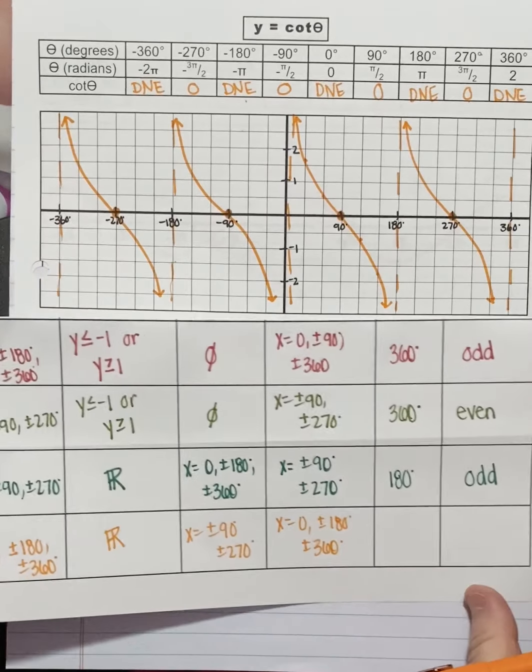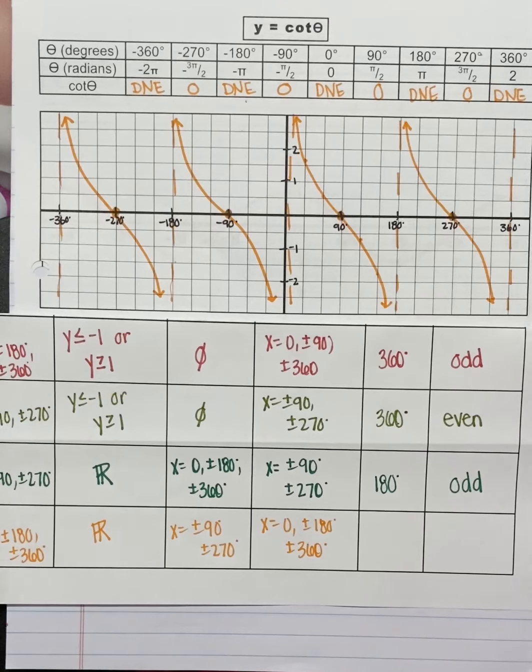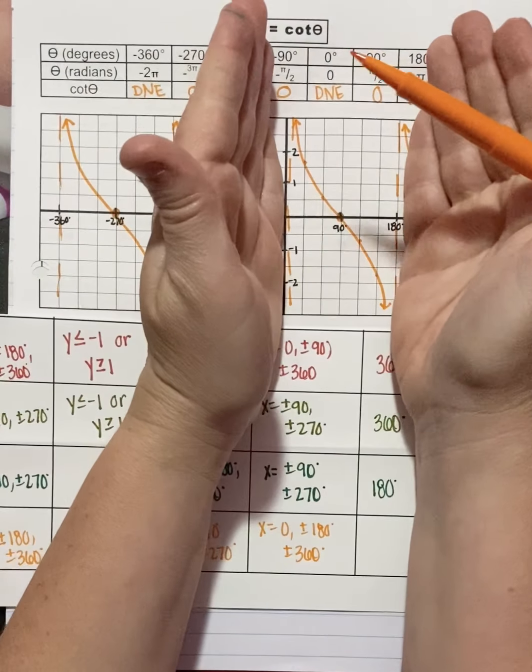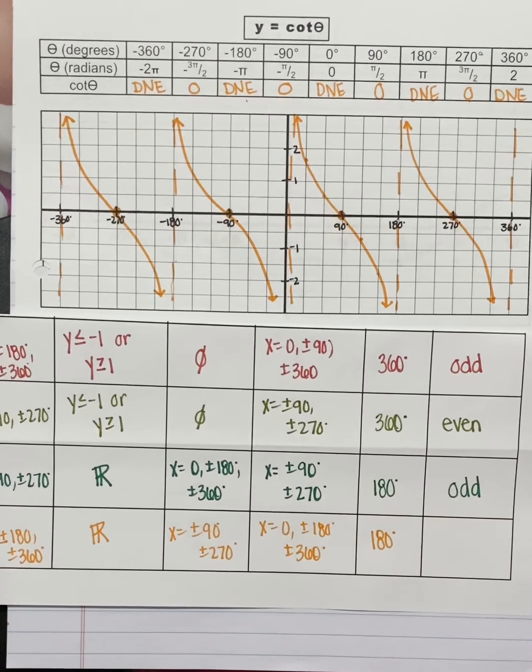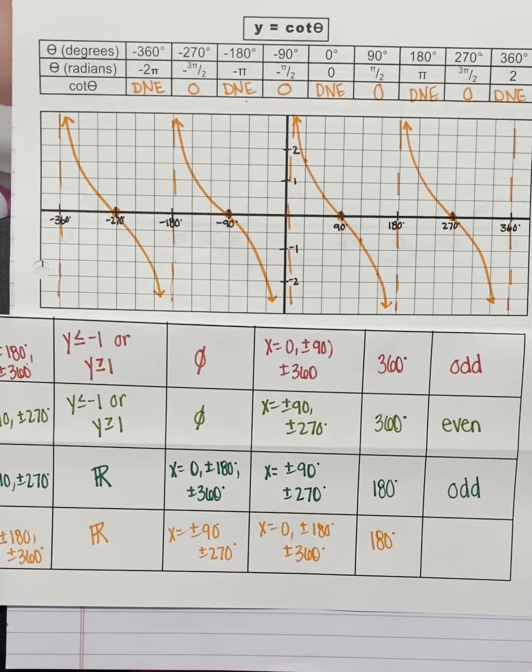All right, scooting it over. Next thing we're going to do is look at the period for this function. Well, here's one rotation from here to here. So that's from 0 to 180 degrees. So it matches tangent. 180 degrees is the period for tangent and cotangent.